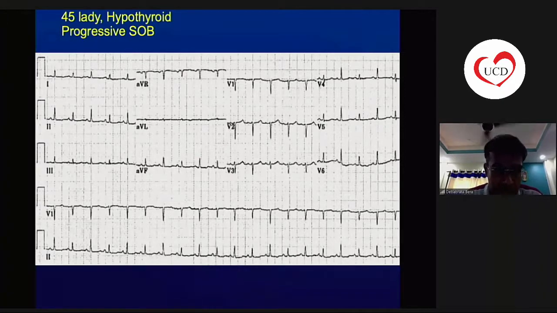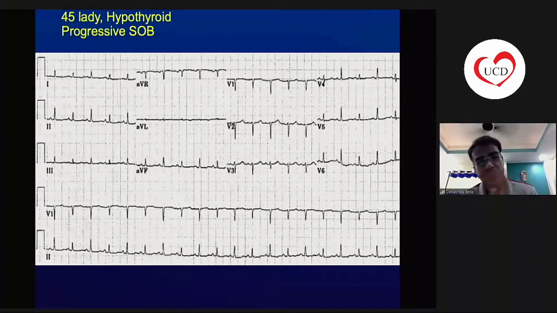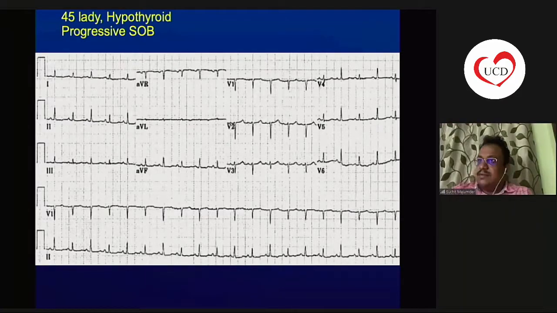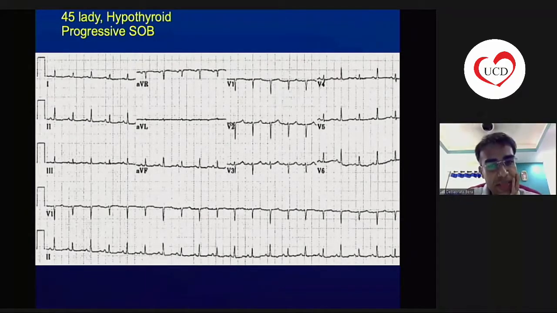So if you find some ECG like this, Sujita, am I audible? Yeah, very much. So if you find some ECG like this, possibly the first investigation you will be doing is an echocardiography to confirm your diagnosis.